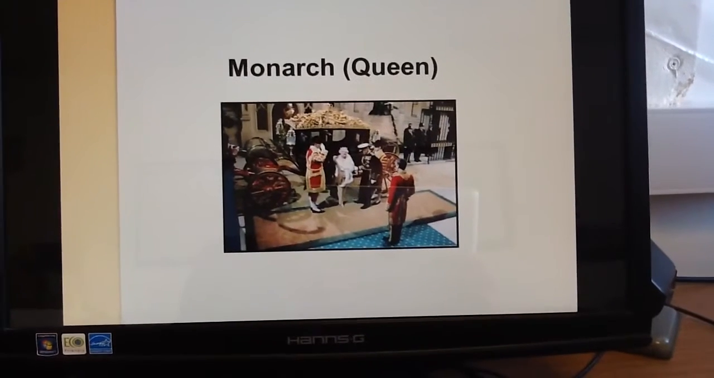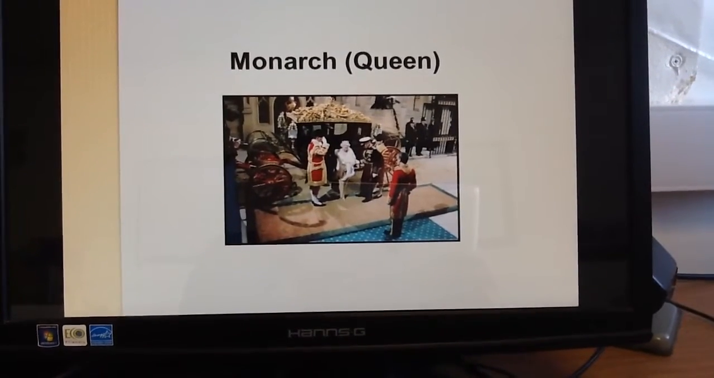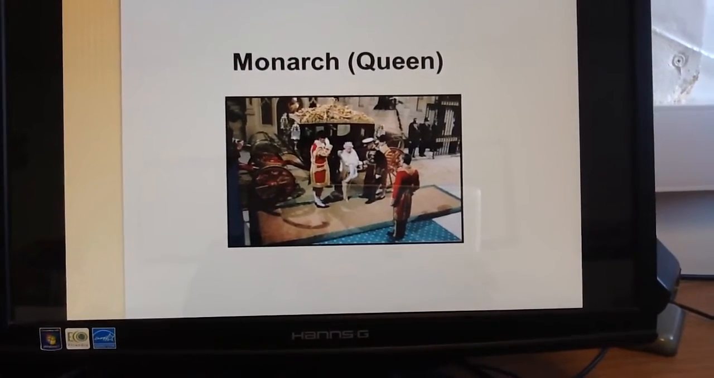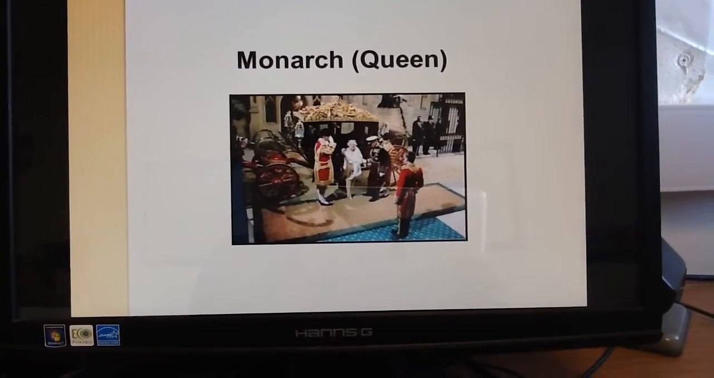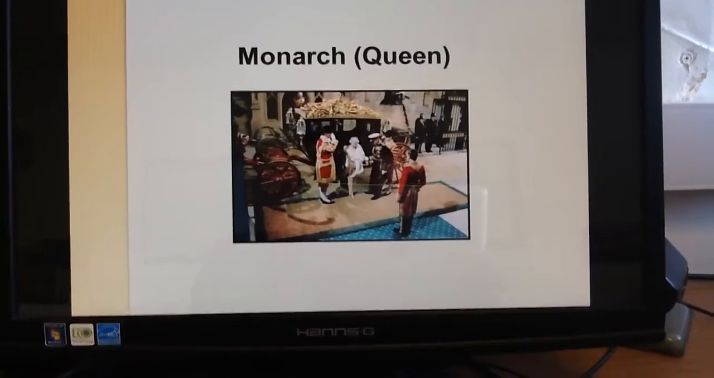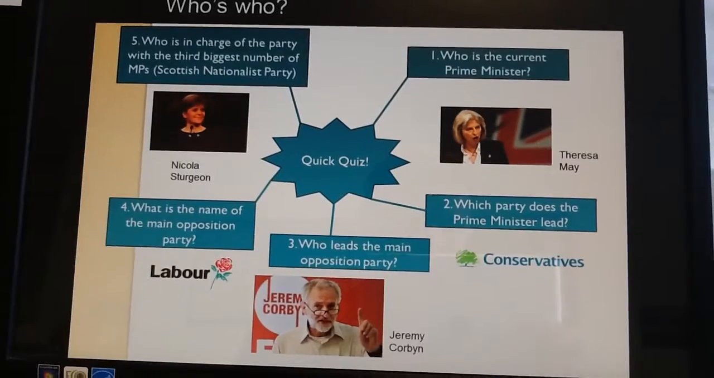We also have the monarch, so the Queen, but nowadays she's not really that important in terms of UK politics, whereas previously the Queen had a lot more important role.